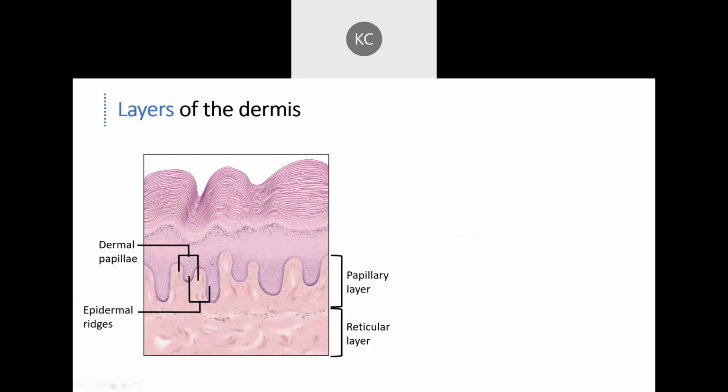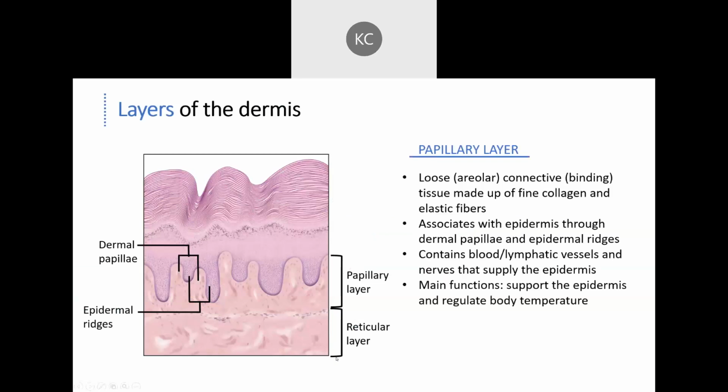If we look at an image here, we see our epidermis above, right? We see these epidermal ridges coming down. We see dermal papillae coming up. This is probably a section of thick skin, it looks like. And here we see the 2 layers of our dermis. So one is called the papillary and one is called the reticular, right?